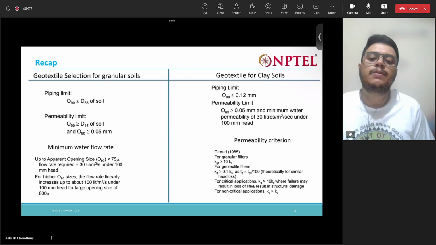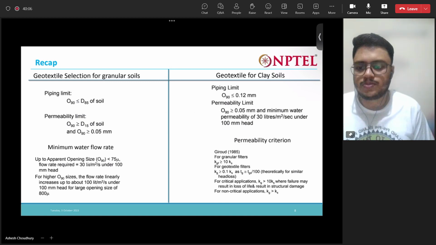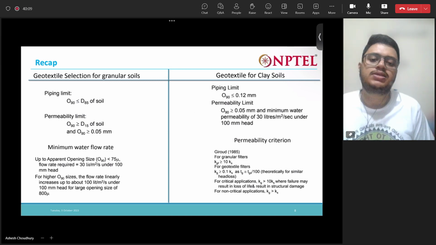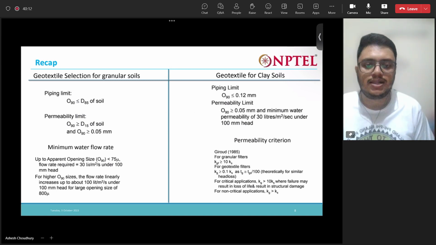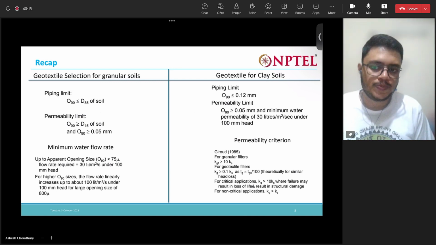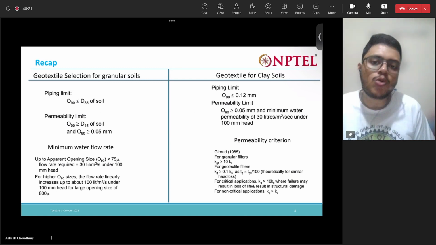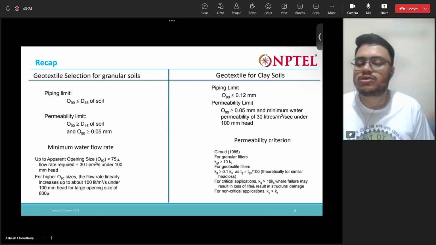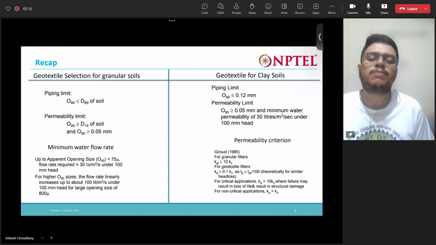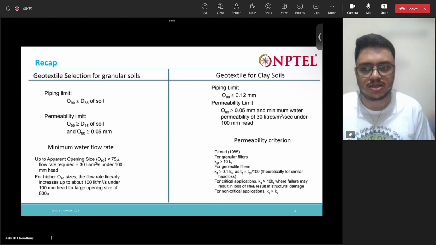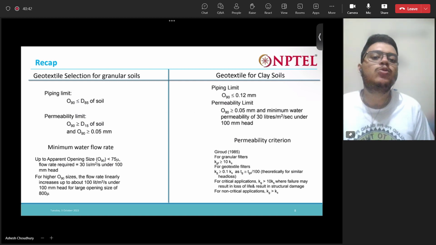Now, as I said, there are several criteria for how we can select a particular geotextile as a filter. These criteria vary from code to code, researcher to researcher, and it's very difficult to give some universal criteria which can work in all cases, because there are many factors which affect this. So it is very difficult to give a universal criteria which will work for all cases.